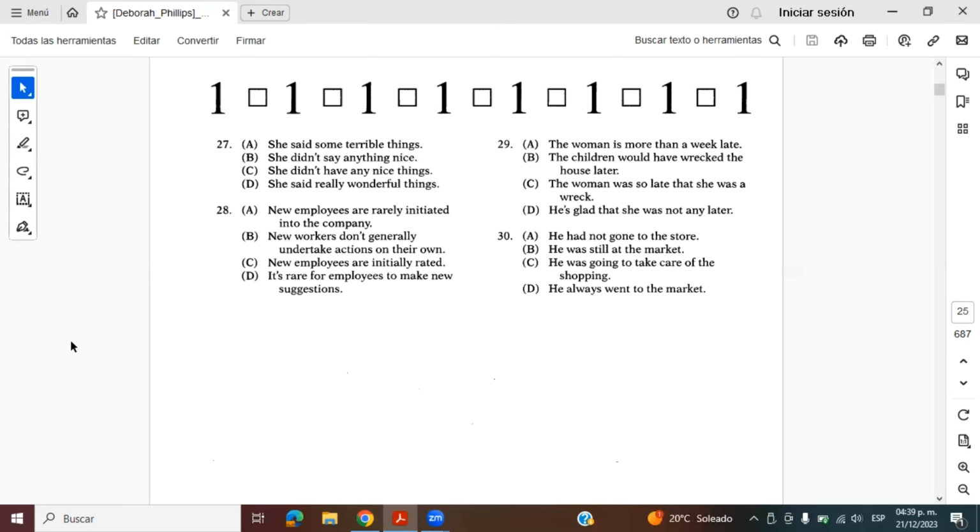Number 28. Your new secretary seems to be doing a great job. Rarely did new employees take such initiative. What does the woman mean?